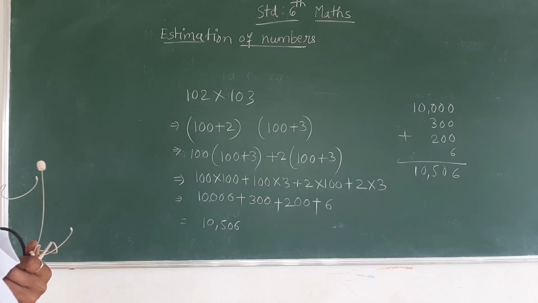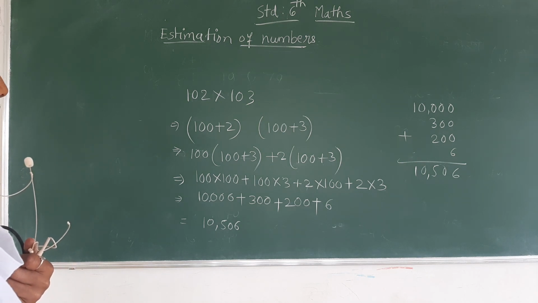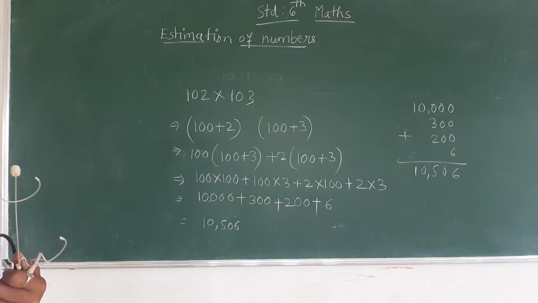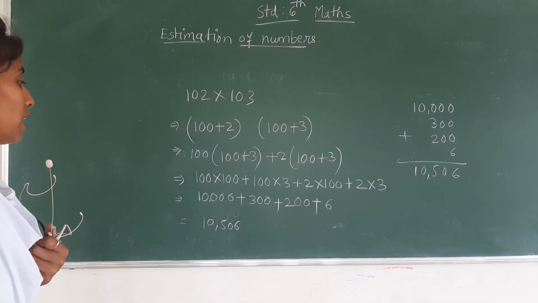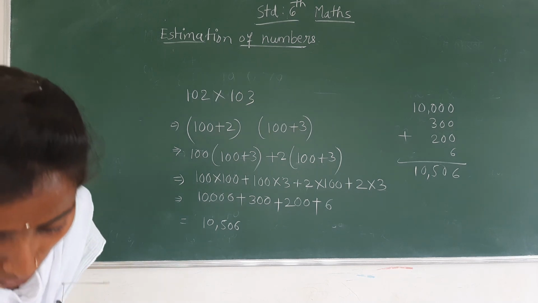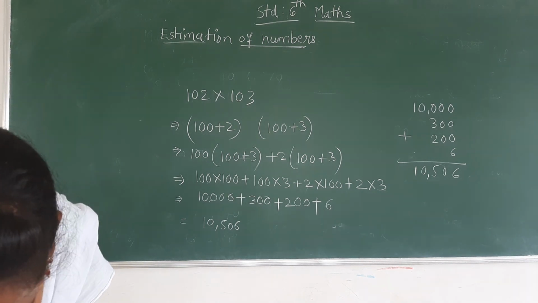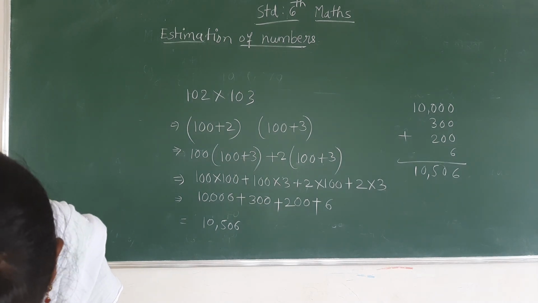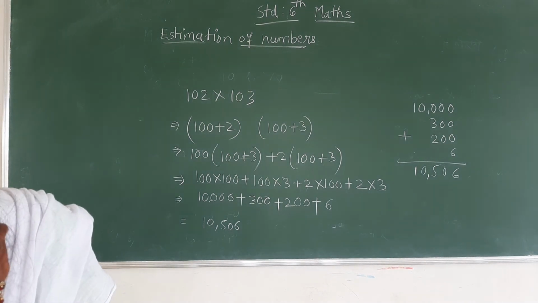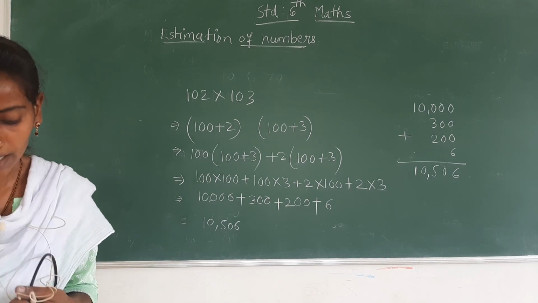Directly if we multiply 102 and 103, we will get the same answer, and when expanding the brackets, the same answer we will get. Like this we are multiplying or estimating the product of the numbers. Some more examples we will see in our next class. Thank you.